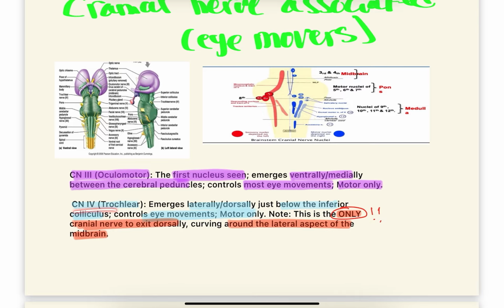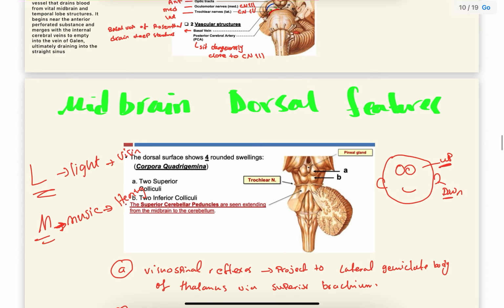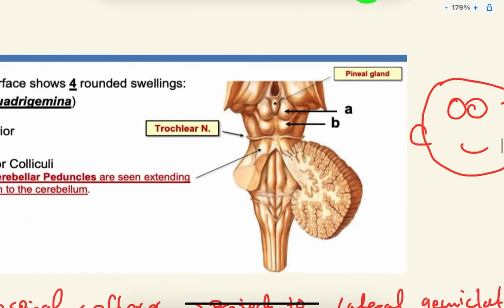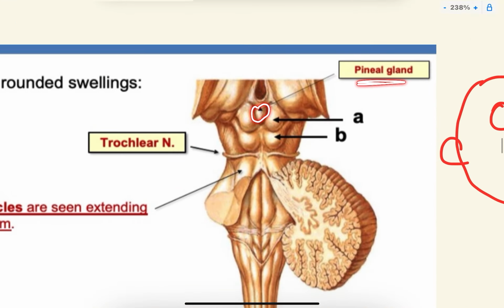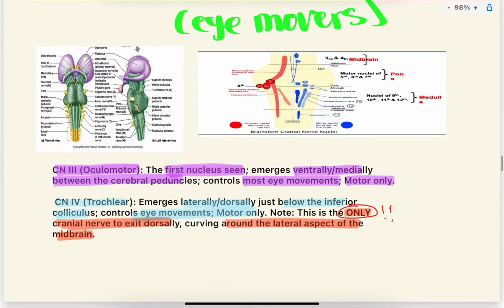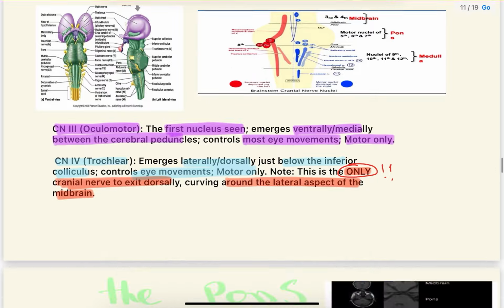Then we have cranial nerve 4. The trochlear is more lateral. We saw it, and dorsal. I told you it is very important, and it was below the inferior colliculi. This is the inferior colliculi, so it's below the inferior colliculi. And remember, this is the pineal gland, just in case for the OSPE. It's very important to know that it's also motor, and it's the only one that exits dorsally around the lateral aspect of the midbrain.